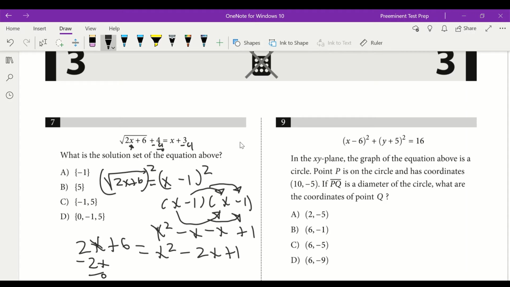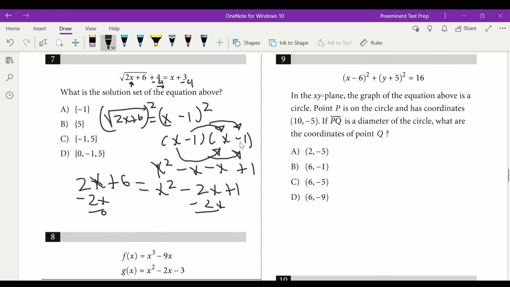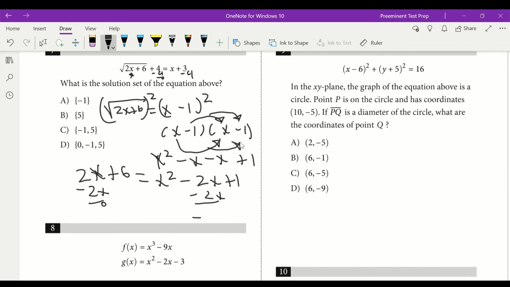So we subtract 2x from each side. We have negative 2x minus 2x gives us negative 4x. We can drop our x squared down. We subtract 6 from each side. 1 minus 6 gives us minus 5. Okay, so now we're factoring, right? So we have x squared minus 4x minus 5.